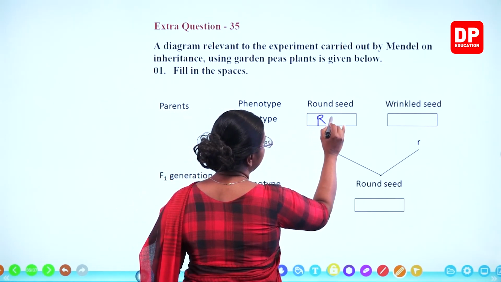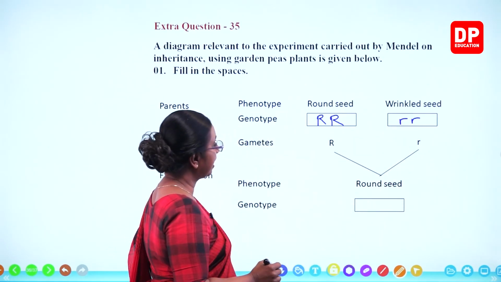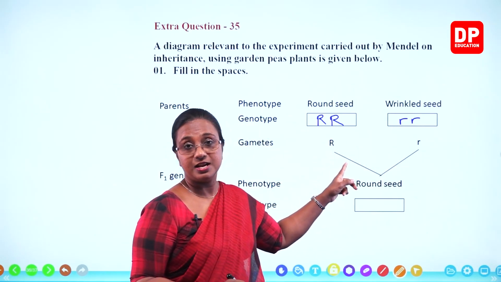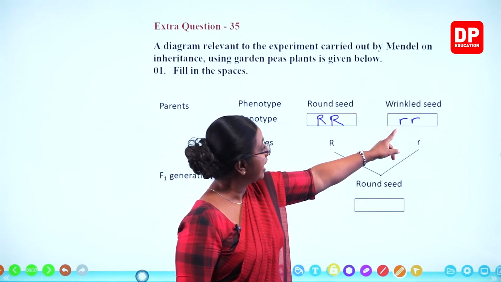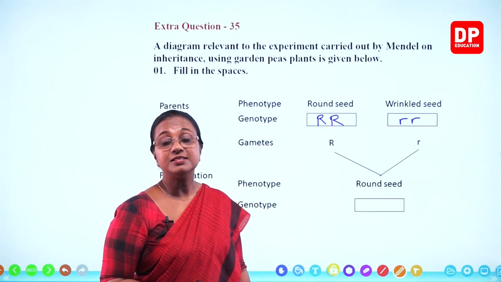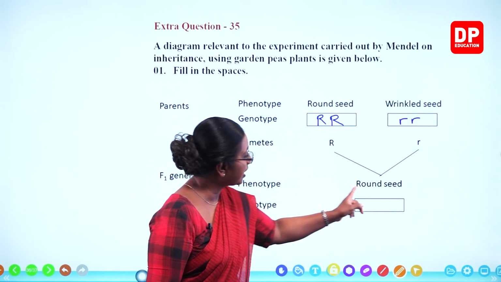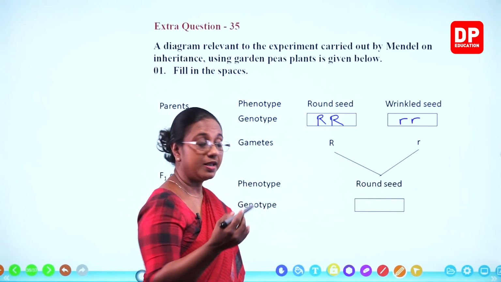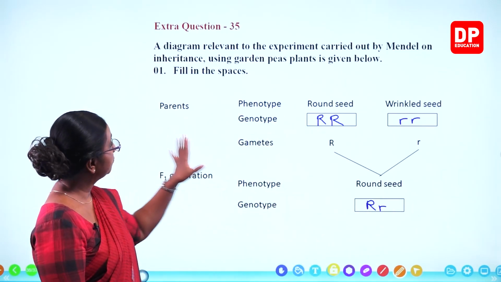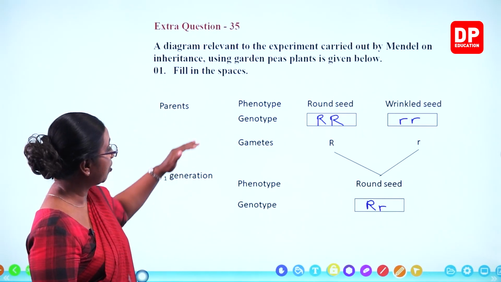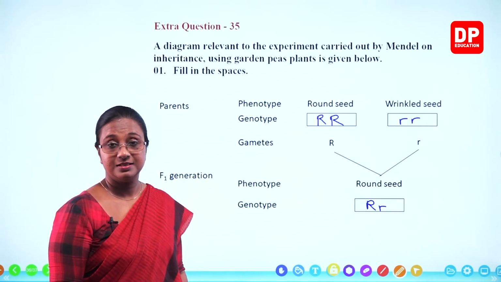So here capital R, capital R. Wrinkled seeds have to be small r, small r. And from the gametes also you can identify. Capital R, small r. So this has to be homozygous capital R and that has to be the homozygous recessive character. So gametes are given. Then F1 generation, phenotype all round seeds and genotype it has to be heterozygous, capital R, small r. So we have completed the diagram of how the first generation occurs from the parents.